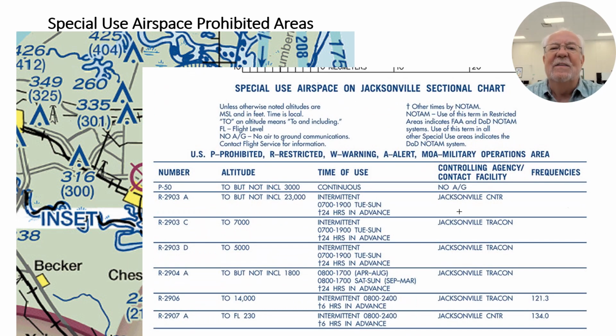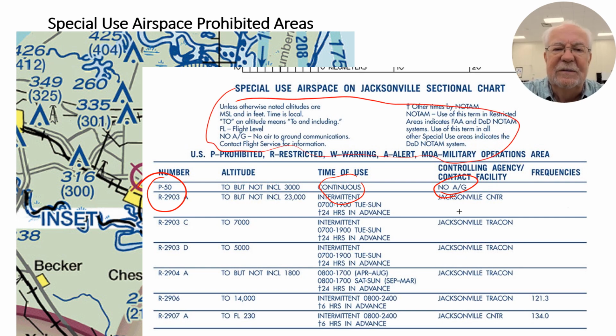No. Then we have to look at the edge of the chart, and we find the special use airspace part. This happens to be on the Jacksonville sectional chart, so that's where you'd find this. You look around there and it says P, remember it was P50, so that's actually the top one. It says from the ground up to 3,000 feet, but not including 3,000 feet. It's continuous in use, always active. No A/G just means there's no air-ground communication. You can't call them on the radio and get permission to fly over there. It's just all the time active, P50. That's where you find this information. Of course, there's this little legend up there that tells you all this stuff about it.